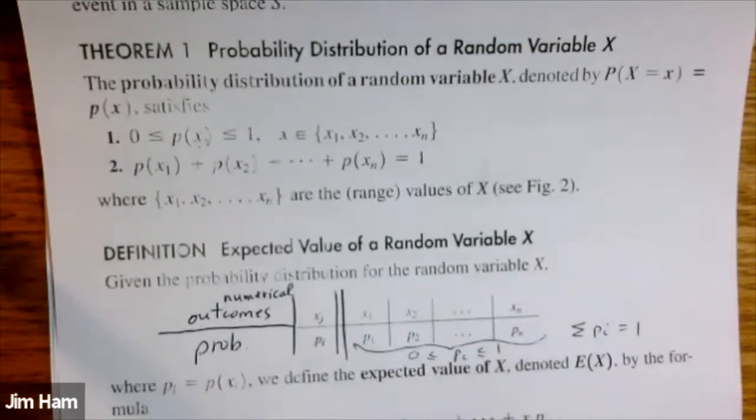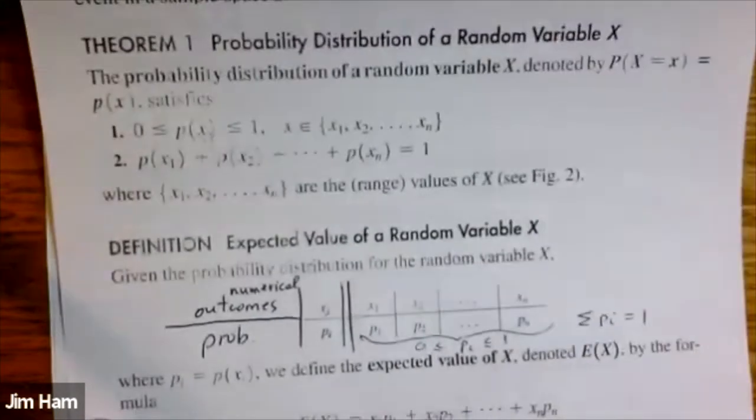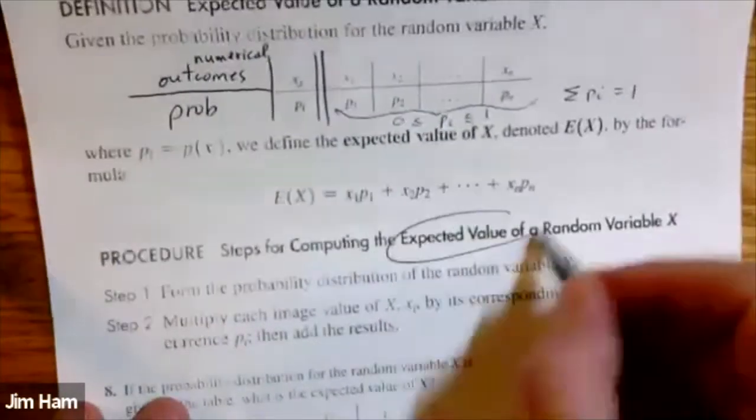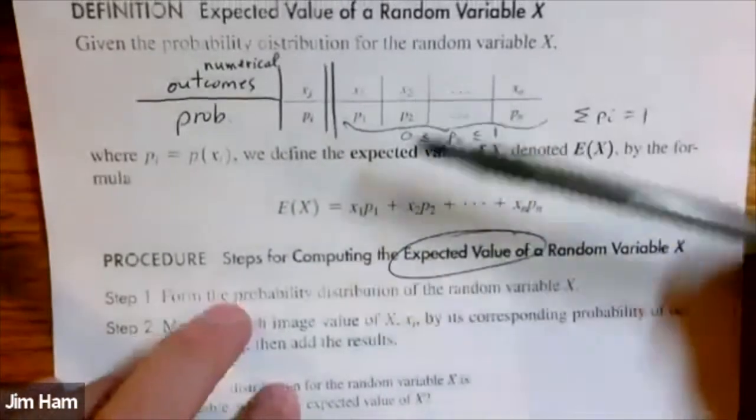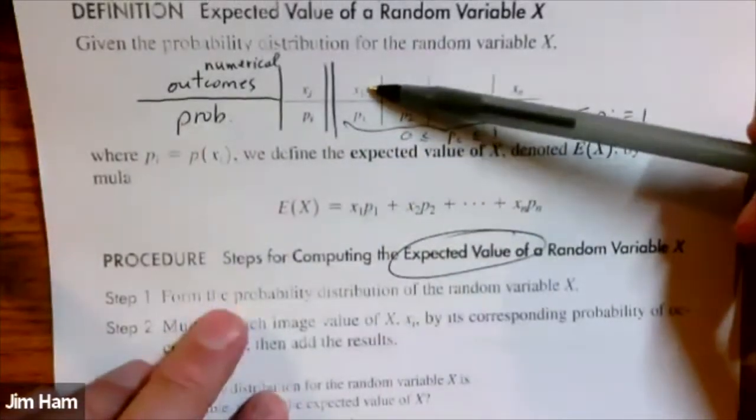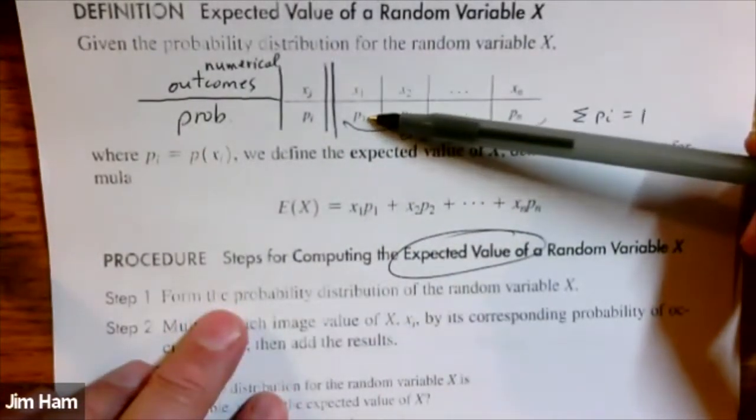All of our problems today have one result, and they all start with a table like this. So either the table is going to be given to you, or you have to figure it out from the word problem and generate it yourself. And the one result we have is the expected value. What we're going to do is take this numerical outcome and multiply it by the corresponding probability and get a product.